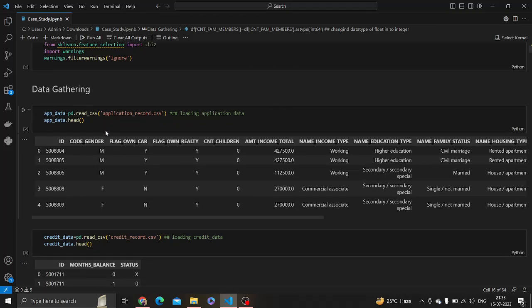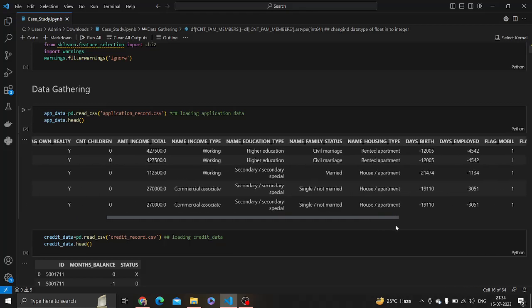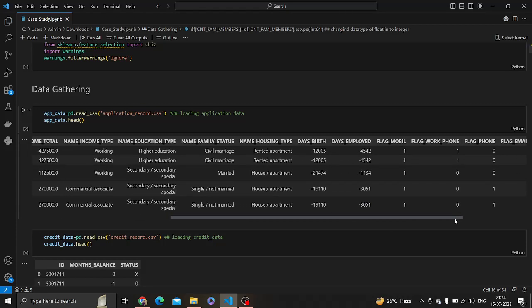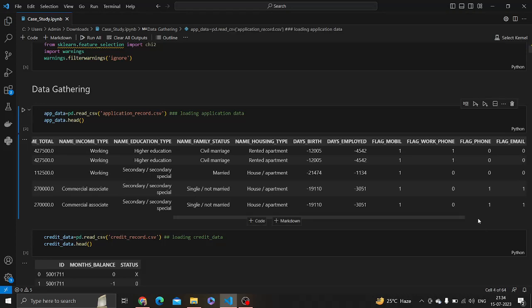So this is our data gathering. Here we can see the application records. In this we can find the ID, the code of gender, male or female, the flag on car, whether he has a car or not, realty, whether he has it or not, CNT children, how many children the person has, the amount of total income of the person who is going to buy a credit card, the income type, education type, family status, the name, housing type, days birth, and days employed, how many days he was employed in a particular company. So that is the data.